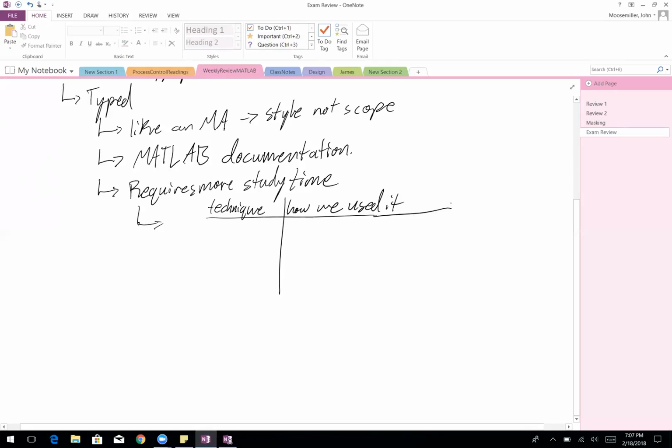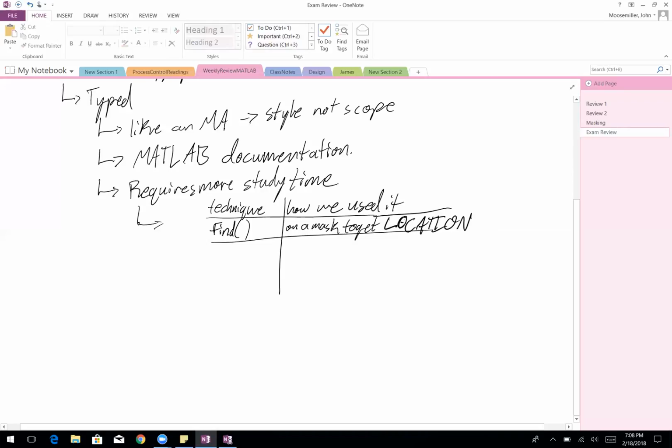So for example, we might say, how did we use find? Well, a technique would be using the find function. This is a technique, a function, something innately in MATLAB. And how we used it? Well, we used it on a logical mask to get a location, and I would say this is in bold, location.